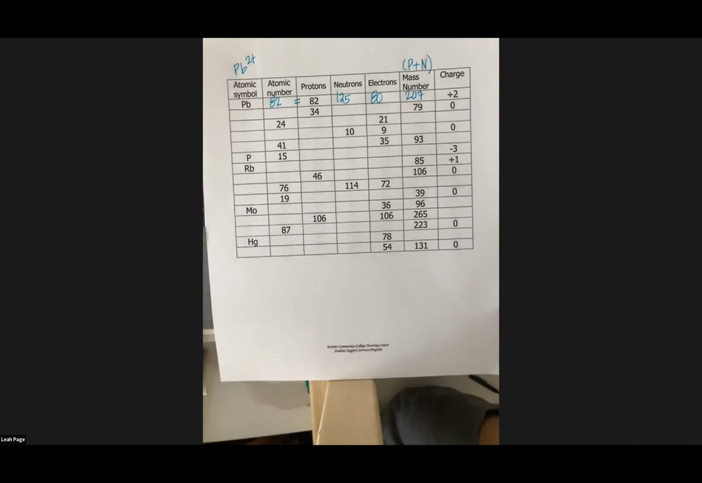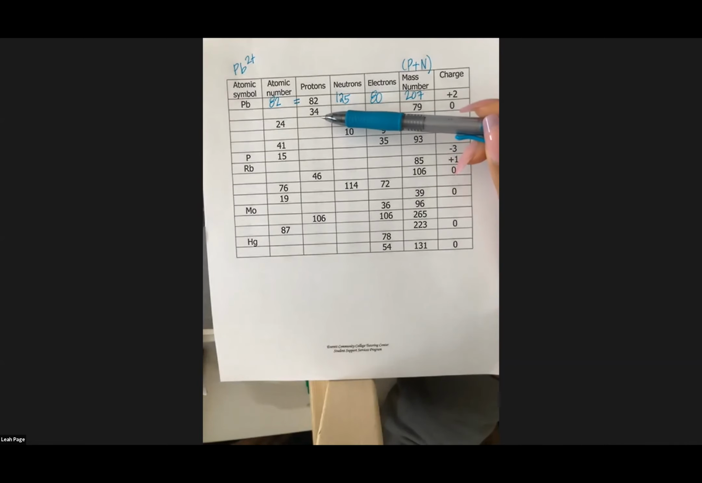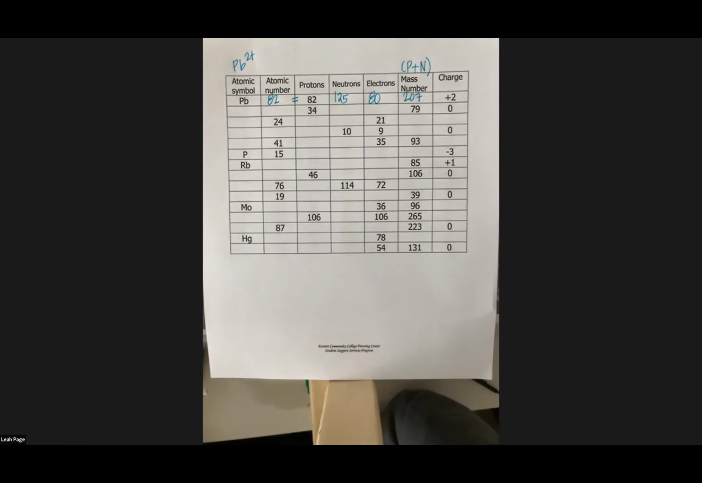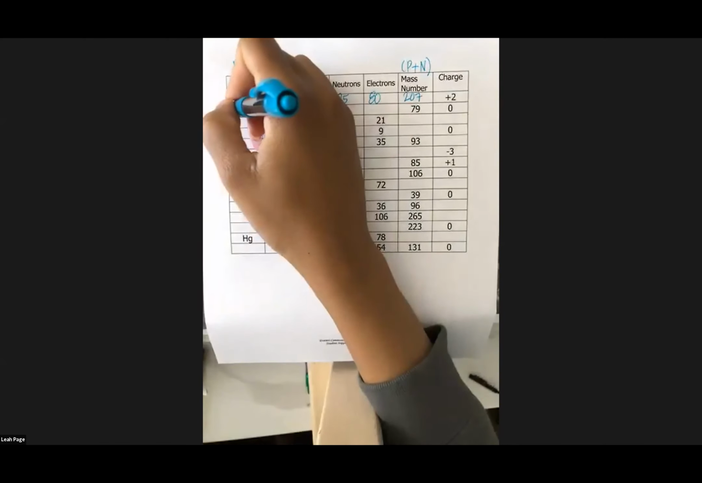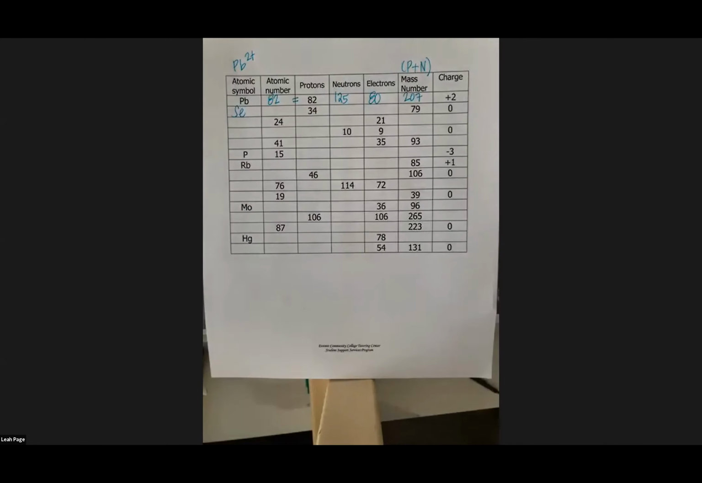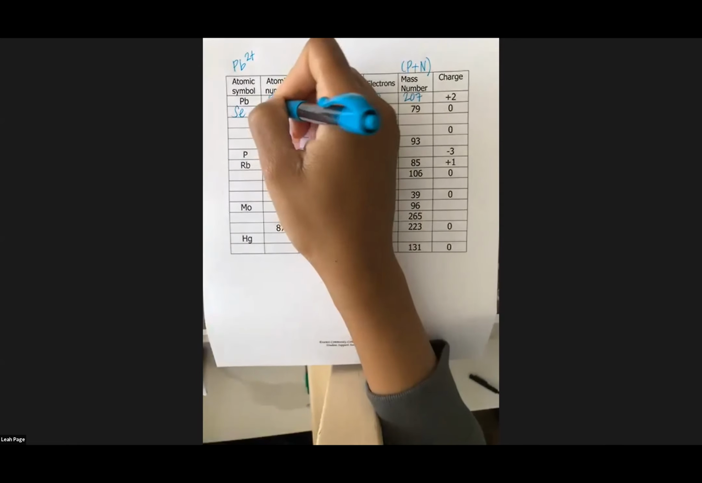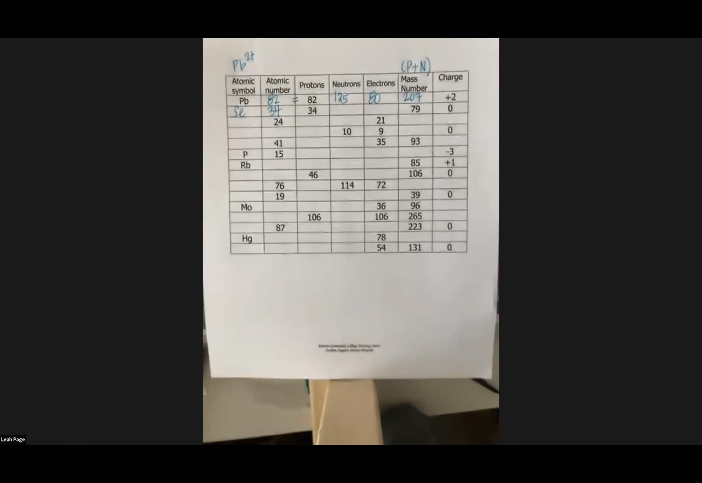So if we do the second row, we look at the number of protons. The number of protons says 34. If I know the number of protons, I can look at number 34 on the periodic table. What's number 34, guys? Selenium. Yep, selenium. So that means it also has 34 as the atomic number.